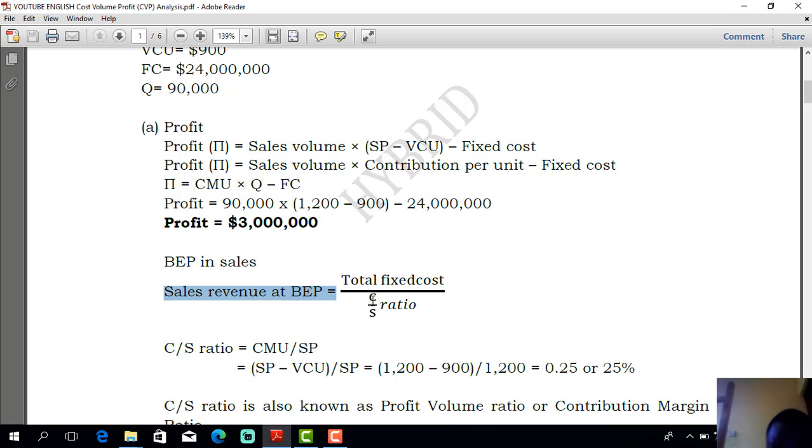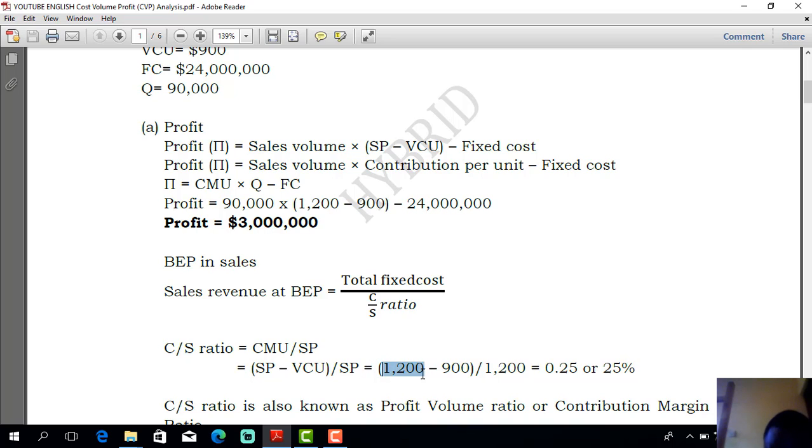Sales revenue at break-even point equals total fixed cost over contribution to sales ratio. CS ratio means contribution over sales, that is, contribution margin per unit over selling price. You obtain the CS ratio. As we said, contribution margin per unit equals selling price minus variable cost per unit. Then we divide by selling price. So we substitute the data here.